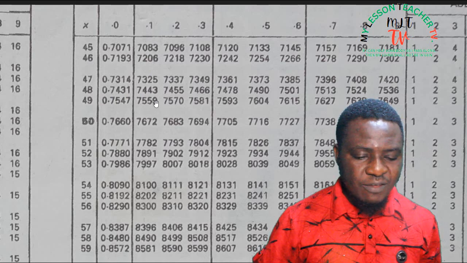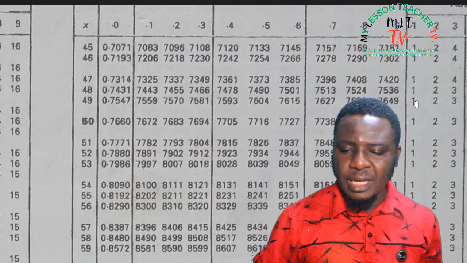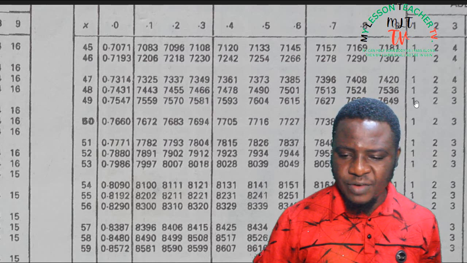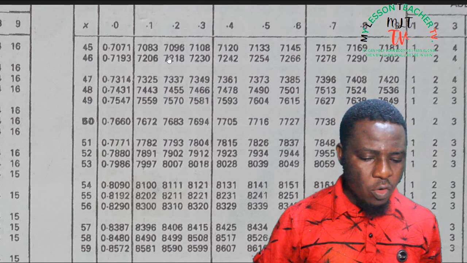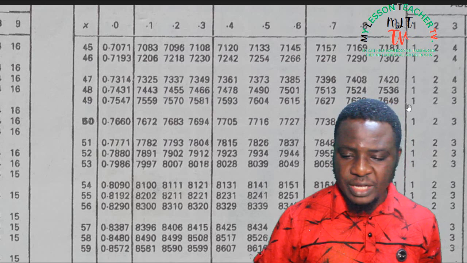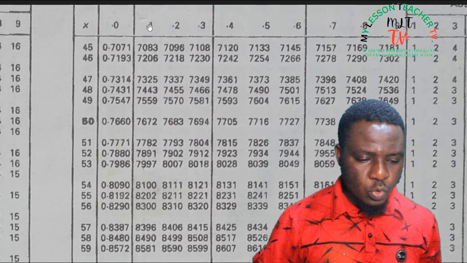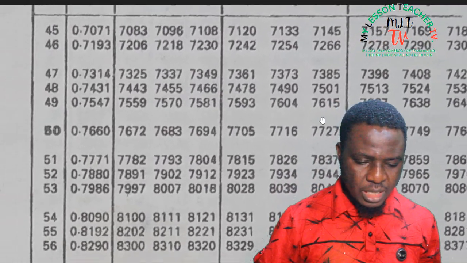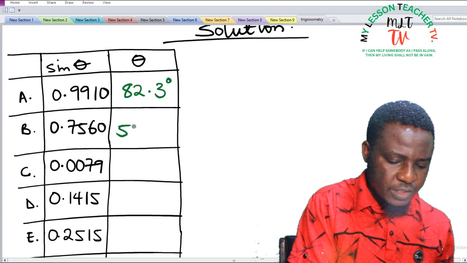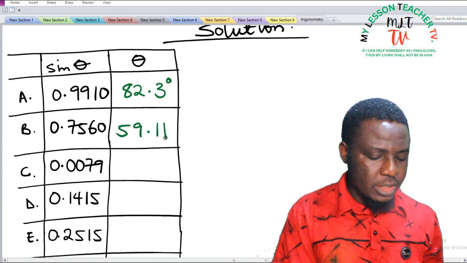to 7559 to make it 7560 is 1. I will trace it down to the difference table. And do I have a difference of 1? Yes, a difference of 1 falls under 1. So therefore, my angle is going to be 59 under 1, difference 1. Meaning the angle now is said to be 59.11. So 59.11 is said to be our angle.